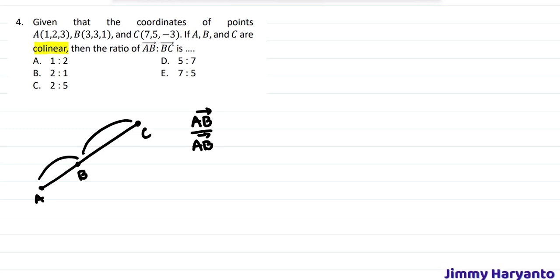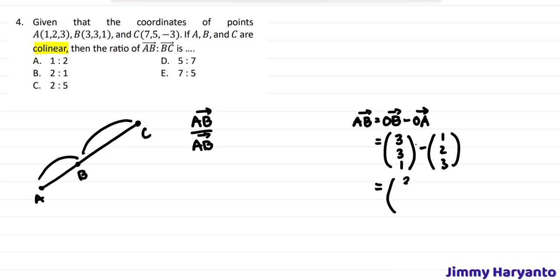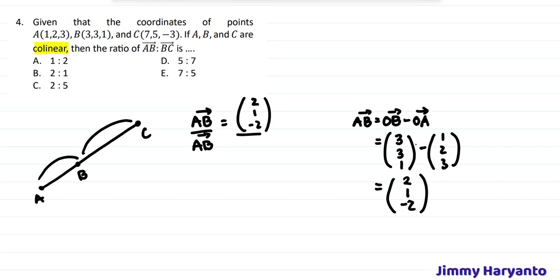Okay, let's try to find the AB first. So AB equals OB minus OA. Using the formula of position vectors, you will have the value of AB. 3, 3, 1 for the B, and then 1, 2, 3 for the A. That means this one is 2, 1, and negative 2 for the AB. So this one is 2, 1, and negative 2 over this one is BC.